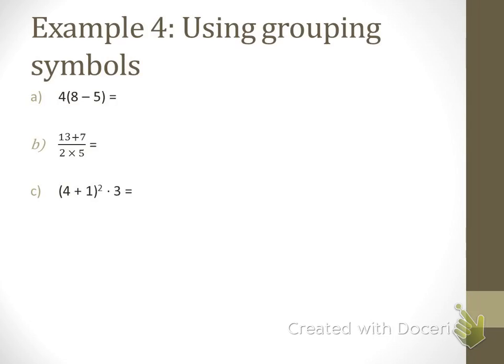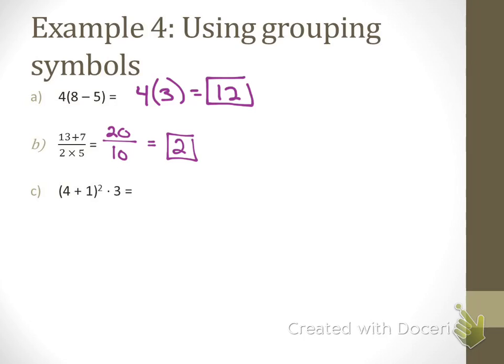In example 4, I'm working with grouping symbols. So now, what's different about my parentheses? They actually have more than one number. Very good. There's something to simplify inside my parentheses. So 8 minus 5, yes, is 3. And 4 times 3 is 12. Then on B, I have to add and multiply what's on top and bottom to get 20 divided by 10, which is 2.